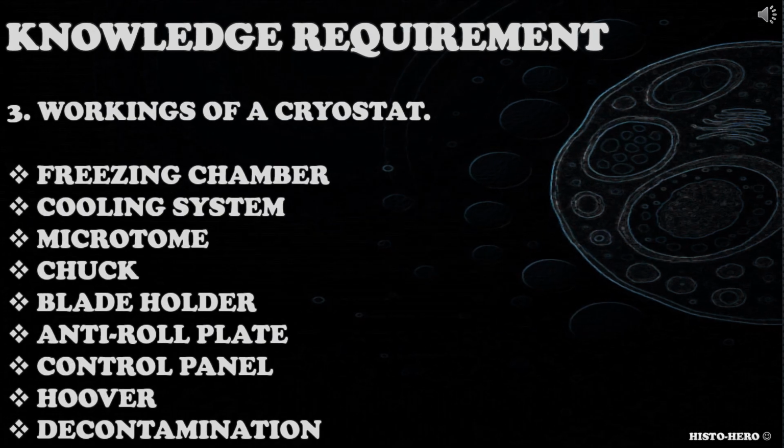The third knowledge requirement is workings of a cryostat. Candidate needs to have the knowledge and understanding about working parts of a cryostat. You could ask the candidate to name the main parts of the cryostat and how would they use them, or you could take a photograph and ask the candidate to annotate it and include short explanation of the function of those parts.